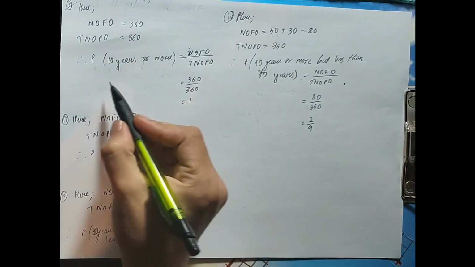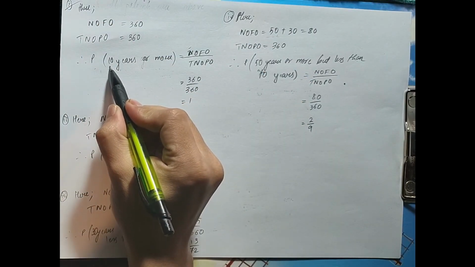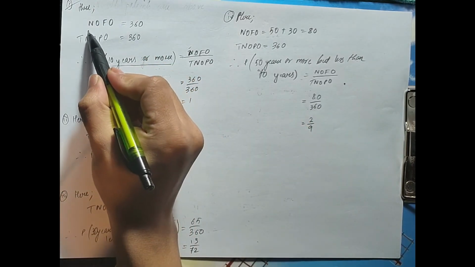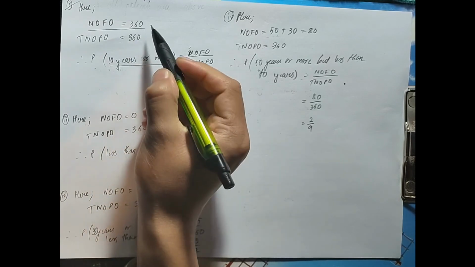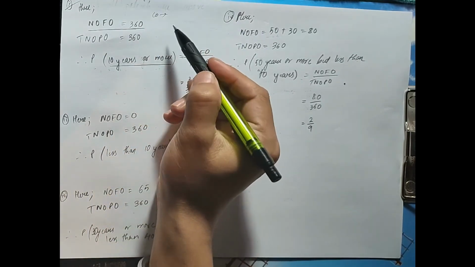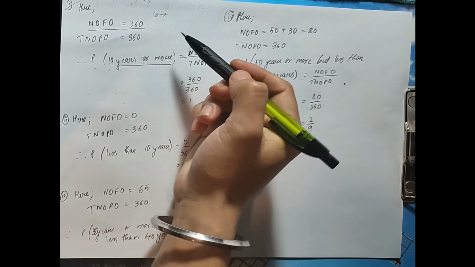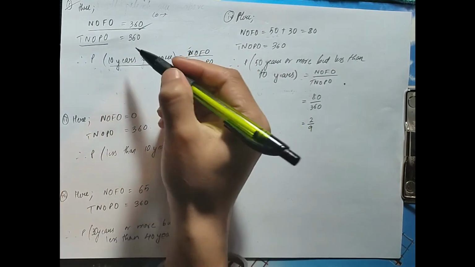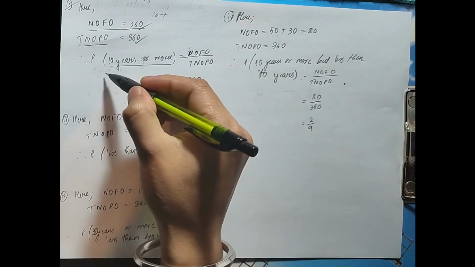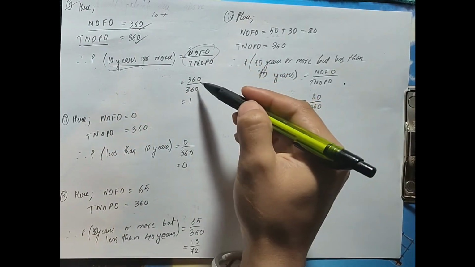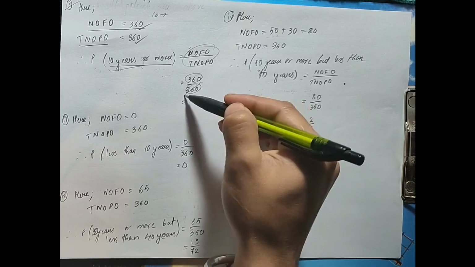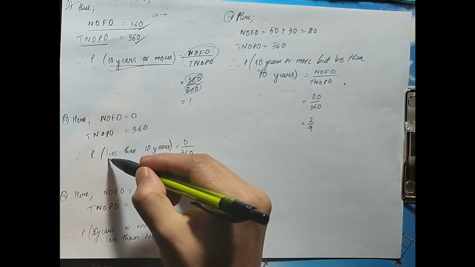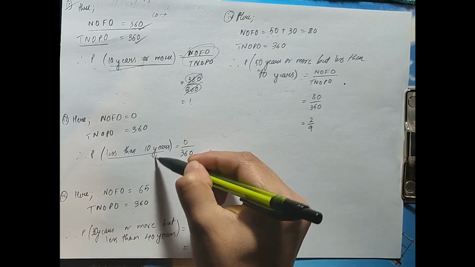So in the first question, you have to find the probability of getting a person who's 10 years or more. Okay, so from the table, number of favorable outcome will be 360, because everyone is more than 10 years, right? And total number of possible outcome will always be 360. So probability of this, in the formula if you substitute, you get 360 by 360, which will get cancelled and you'll get 1.